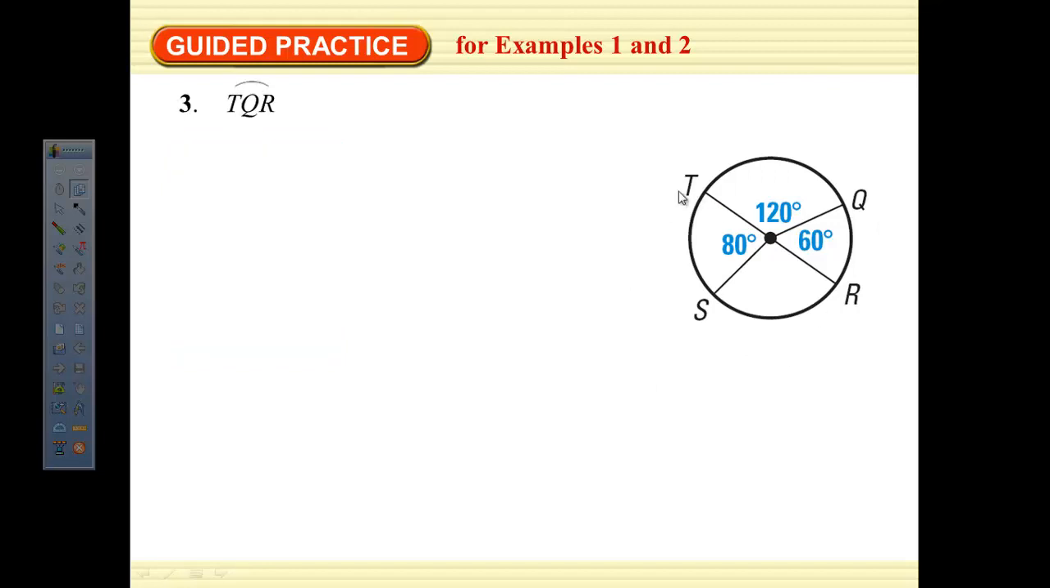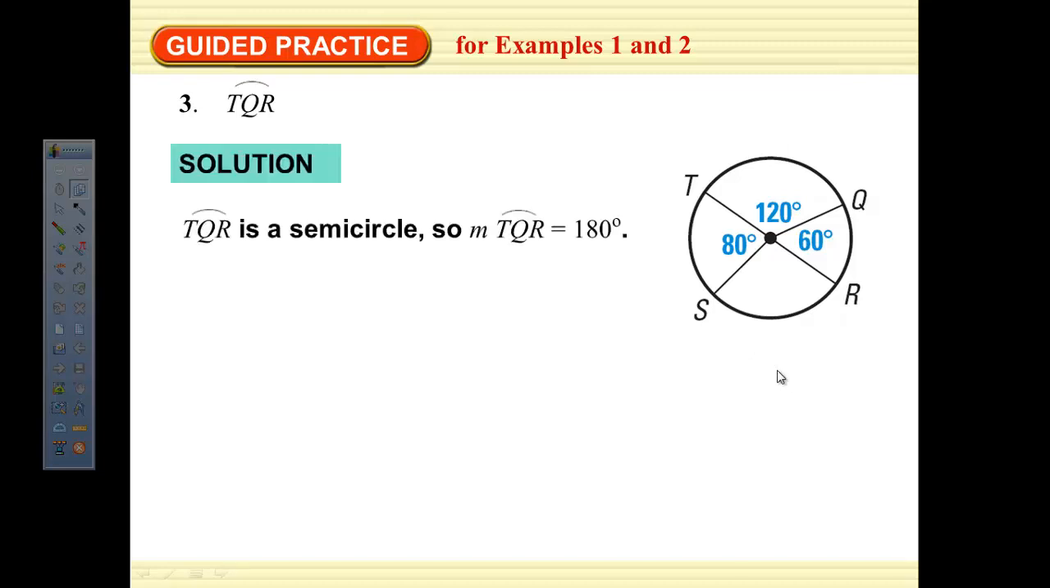For TQR, if you look, 120 and 60 gives us 180. Therefore, this is a semicircle. And for QS, Q all the way around to here, we know this is 80, so this is 100. So these two together give us 160.